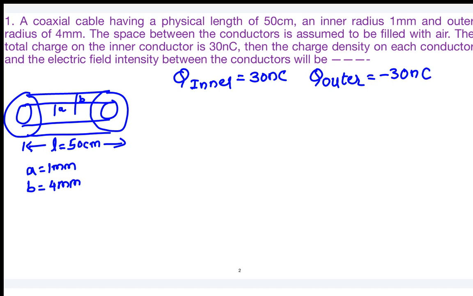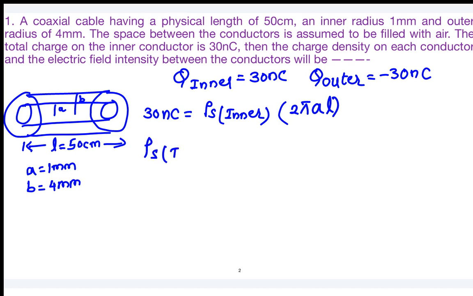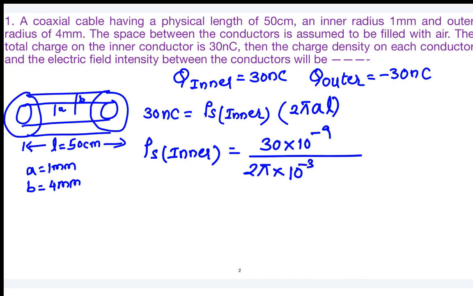So the charge on the inner conductor is equal to the charge density on the inner conductor into the surface area, that will be 2 pi A L, where A is the radius and L is the length of the coaxial cable. So from this you can find out the value of rho s inner. You can get rho s inner equal to 30 into 10 power minus 9 divided by 2 pi, the radius of the inner conductor is 1 mm, 10 power minus 3, and L is 50 centimeters. So you can simplify this value. I am directly writing the value here; everybody can cross check that. This value will be 9.5 microcoulombs per meter square.